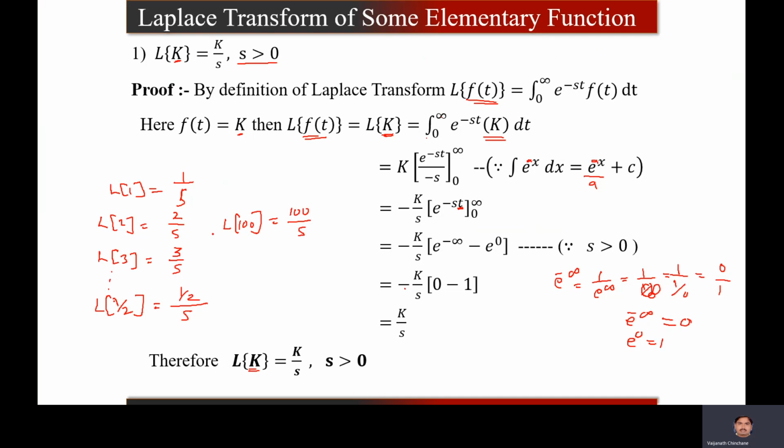So this is an elementary function: the Laplace transform of a constant k. Now next is the Laplace transform of e raised to at. The answer is 1 upon s minus a, and here also s should be greater than a. Suppose s equals a, then a minus a is 0, so 1 upon 0 is infinity, right? So it should be s greater than a.